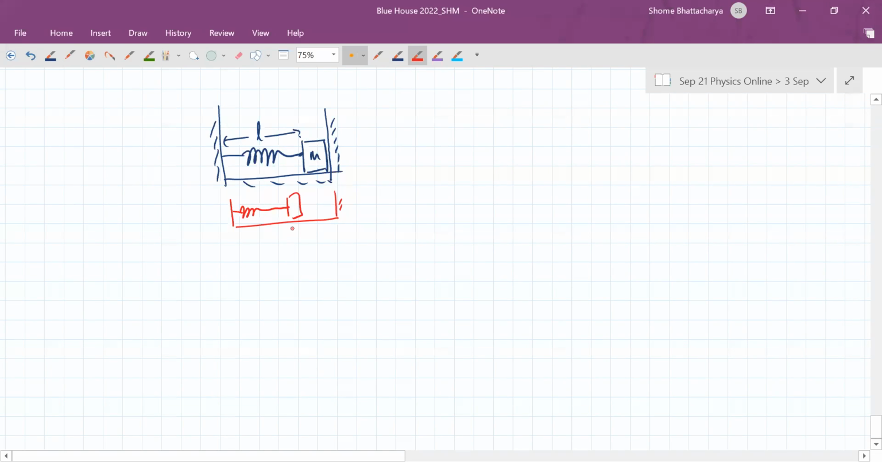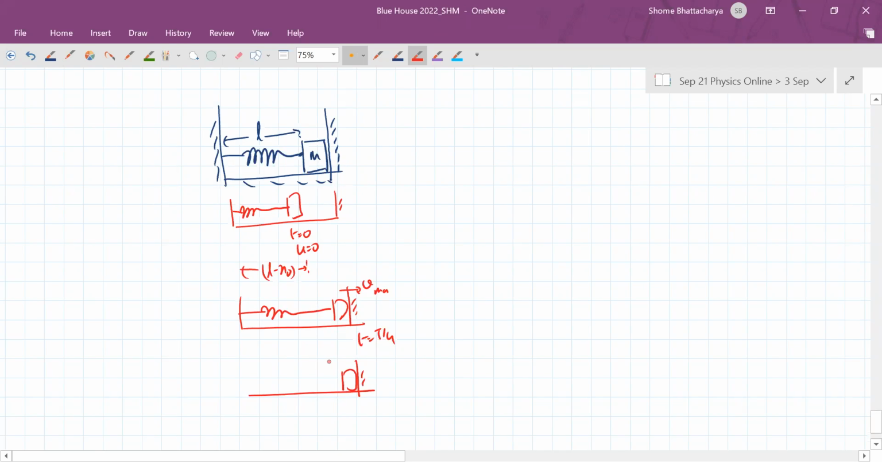Now from here, if I compress and release it, what will happen? At T equal to 0, suppose I release it from here with a compression of x naught. Quarter cycle later, the block will go and hit the wall with maximum speed. So this will be at T equal to T by 4. But then instead of extending, because it's an elastic collision, it will directly come to this position, and then it will come back to maximum compression after another quarter cycle.